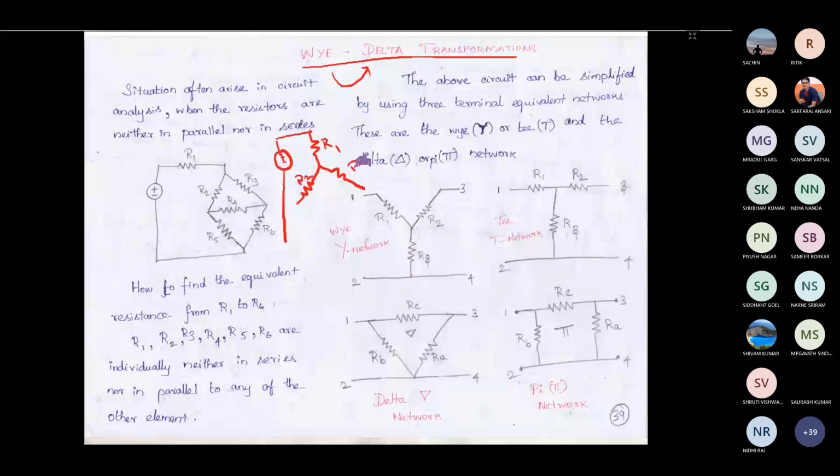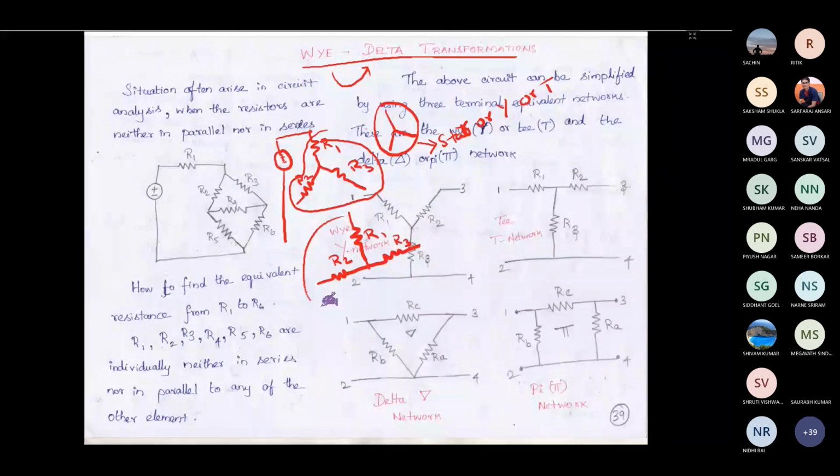Now you can see that R1, R2, R3 look like an inverted Y. This is called a Y-connected or star-connected system, or even a T-connected system. If you redraw this again, it can look like a T. So if you redraw this, you will get it like this. This is R1, this is R2, and this is R3. So this is like a T connection and this is like a Y connection. This is also called a star connection.